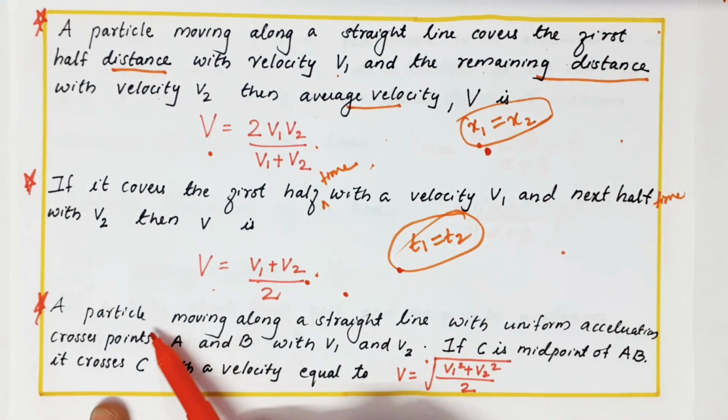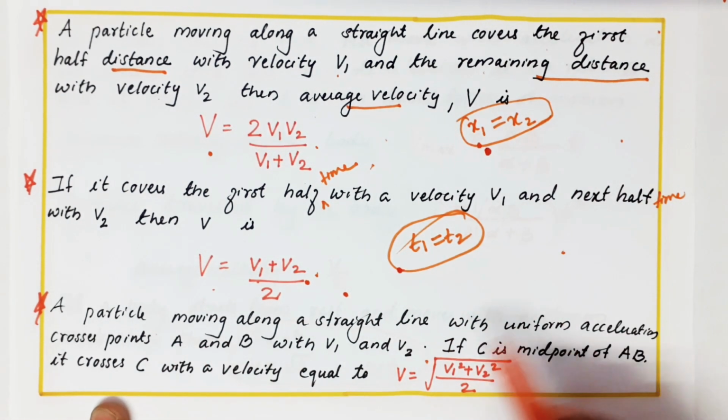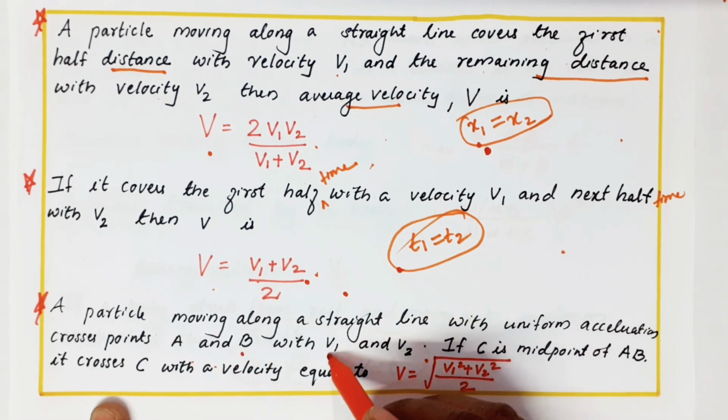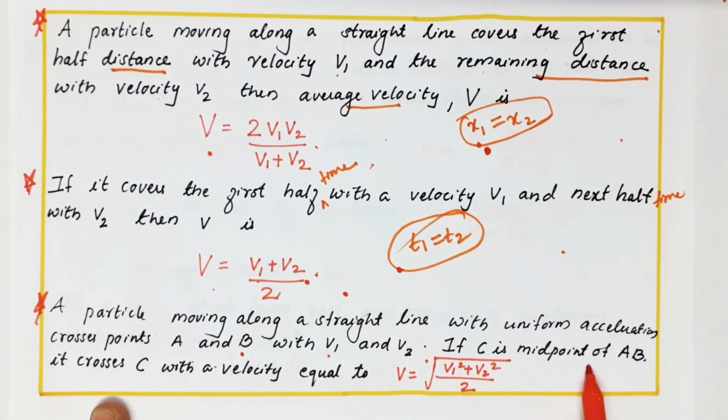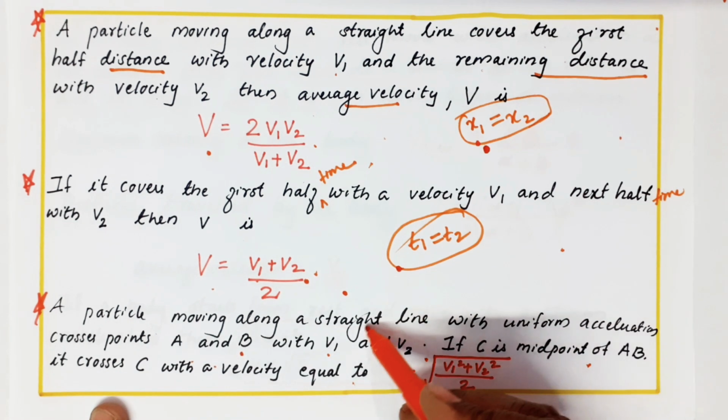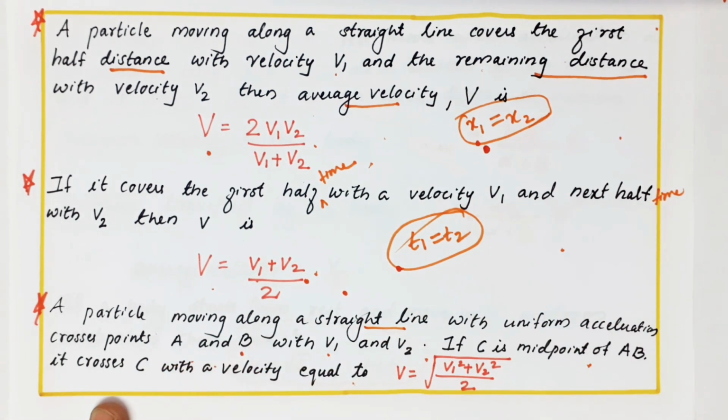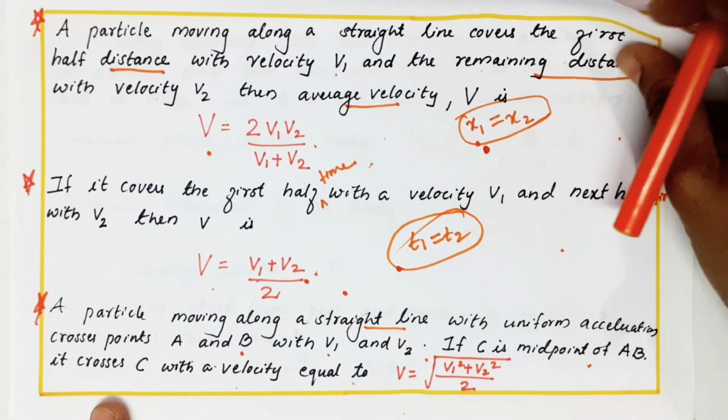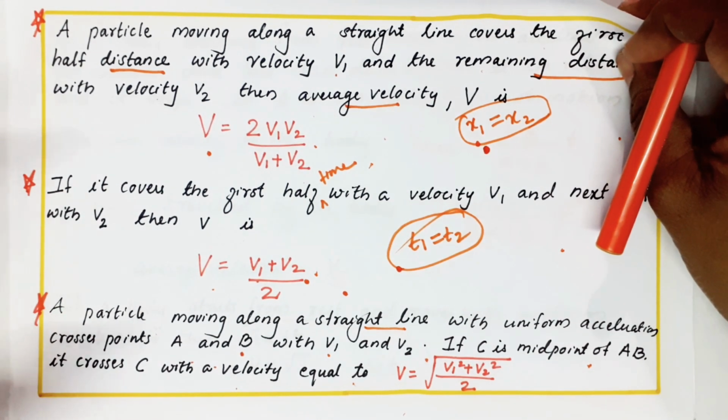This is another case. A particle is moving along a straight line with a uniform acceleration, and it crosses two points A and B with speeds v1 and v2. If C is the midpoint, then what is the velocity? If C is the midpoint, directly take the root of (v1 square plus v2 square) by 2. This is provided the condition that it moves along a straight line and crosses two points A and B, with C the midpoint of A and B. Then only you can use the equation. So before studying the equation, you should remember where we should apply it.